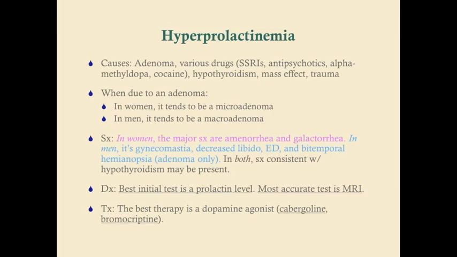So a high prolactin level does not necessarily mean that it's an adenoma. So we have to get the MRI to know that it's an adenoma. You should also, as I mentioned, get a TSH on any patient with a high prolactin level, because hypothyroidism is a cause of hyperprolactinemia. If we diagnose it as a prolactinoma, then the best therapy is going to be a dopamine agonist. What that allows is for dopamine to have that inhibitory effect on prolactin. And so cabergoline and bromocriptine are valid treatments.